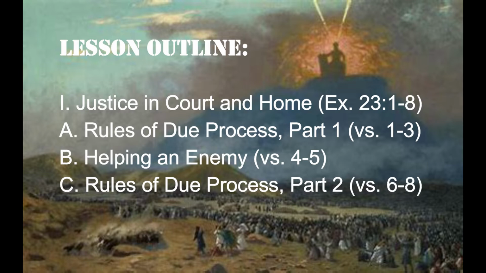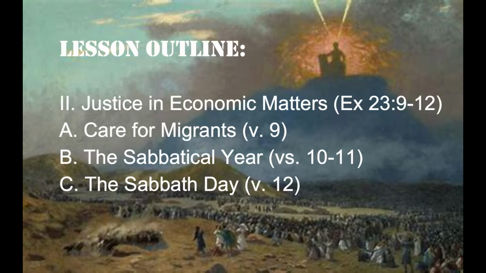So in Justice in the Court and in Home, verses 1, 2, and 3 indicate the rules for due process, part 1. In verses 4 and 5, we read how God is sharing through Moses how to help your enemy. And then verses 6, 7, and 8 pick back up again on the rules for due process. So there is an interlude or insert in verses 4 to 5, but it continues back in verses 6, 7, and 8 on due process.